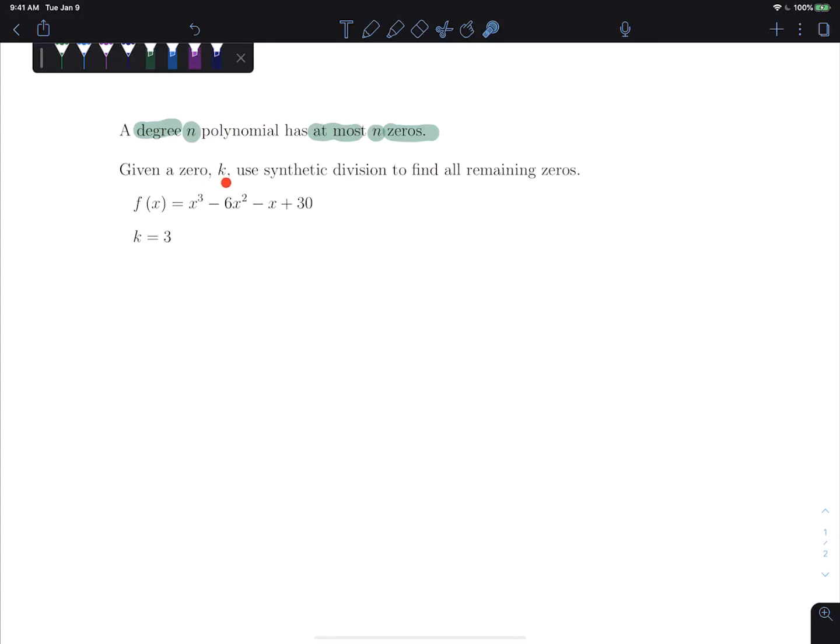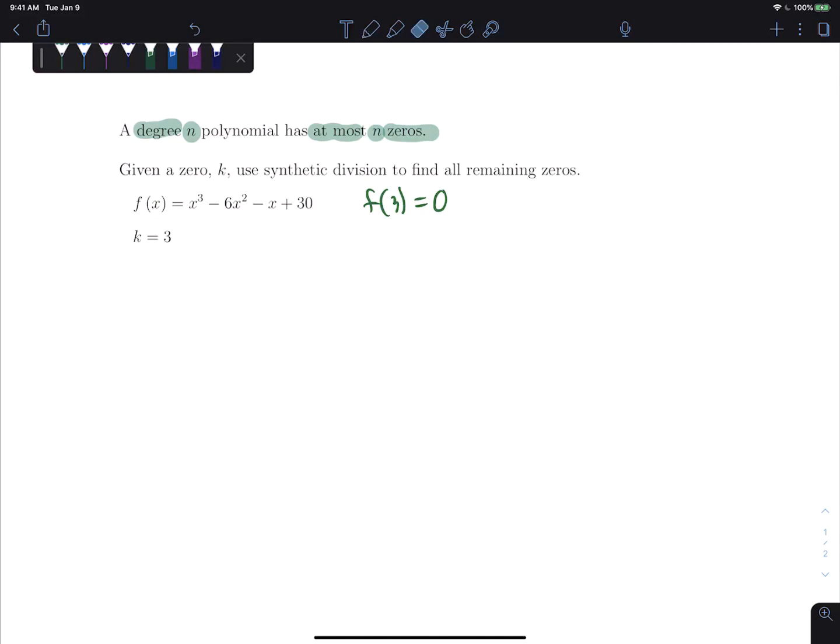Next, given a zero k, we want to use synthetic division to find all remaining zeros. Now, this is a little bit different from the videos that we just saw. We have a function f of x, and we're given a k value that is a zero. That's telling me that f of 3 is equal to 0. But we're going to prove that fact with synthetic division.